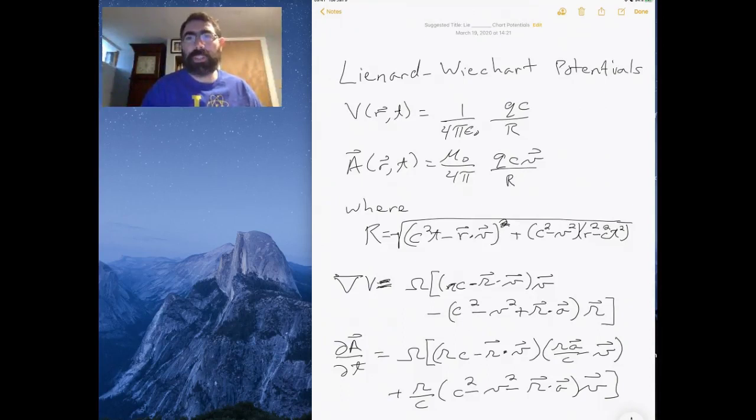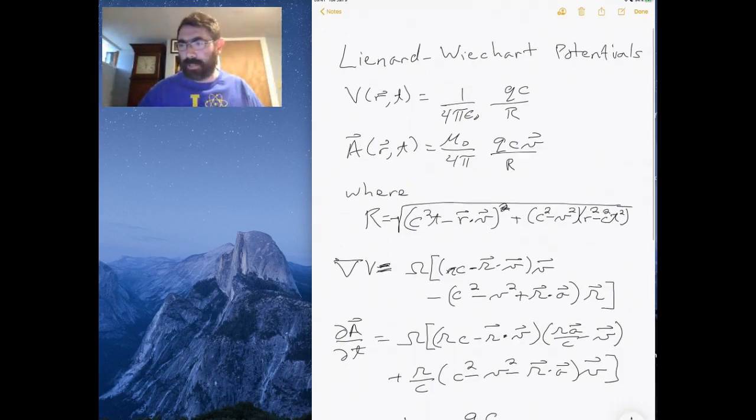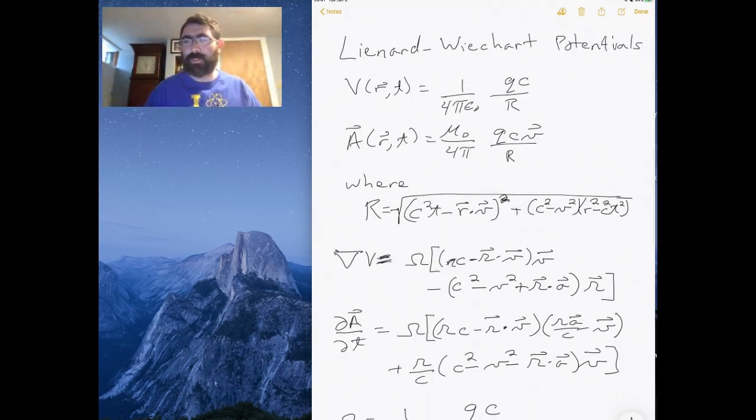In the previous two videos, we have been analyzing the Liénard-Wiechert potentials, and so I'm writing them here, where this is the electric potential V, here's the magnetic potential A, and I've written it in a little more compact form, where I've written in the denominator capital R, which you can see capital R is just this quantity right here.